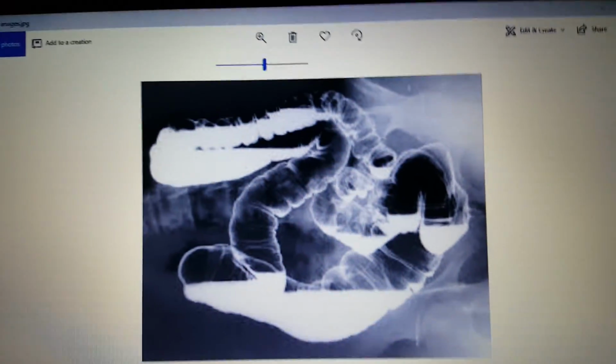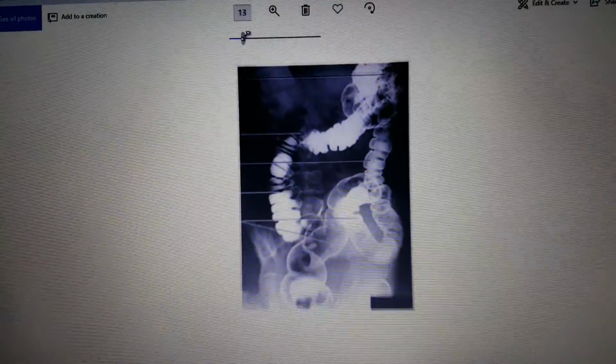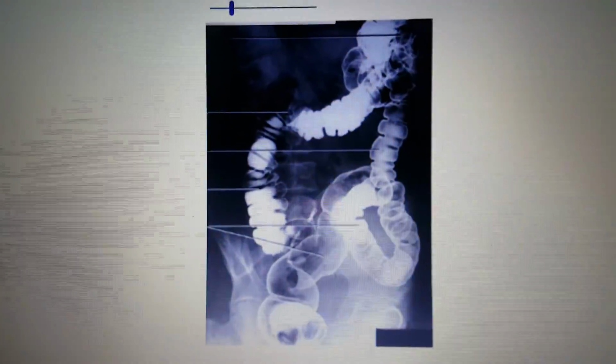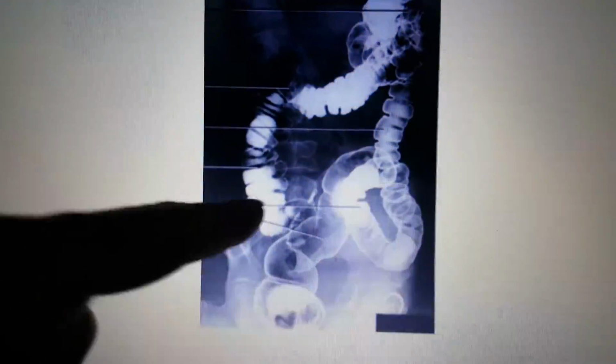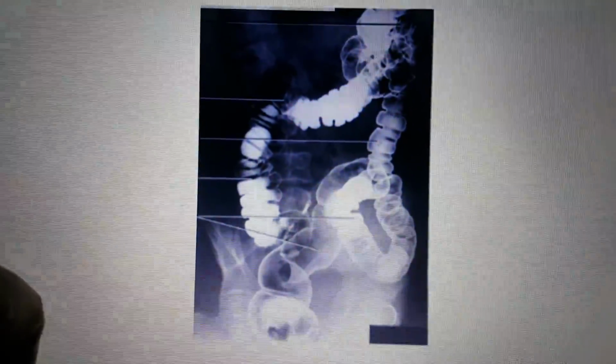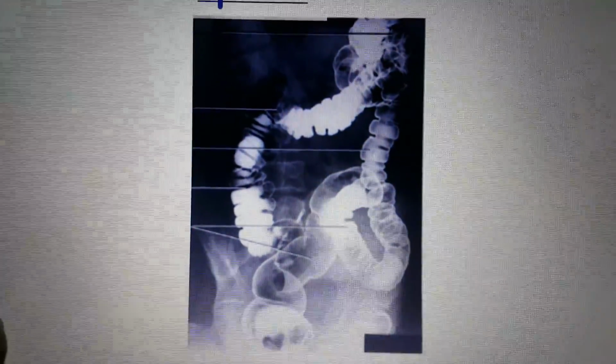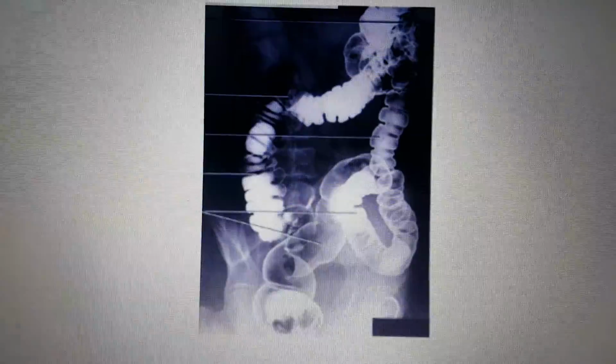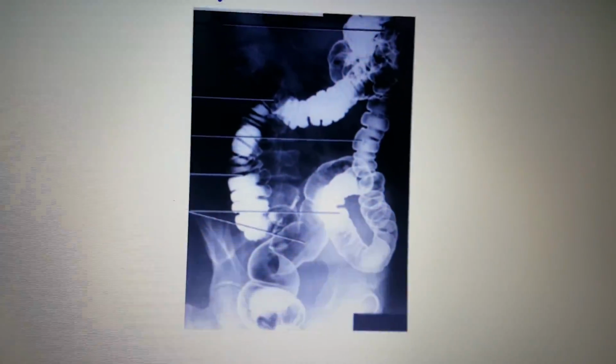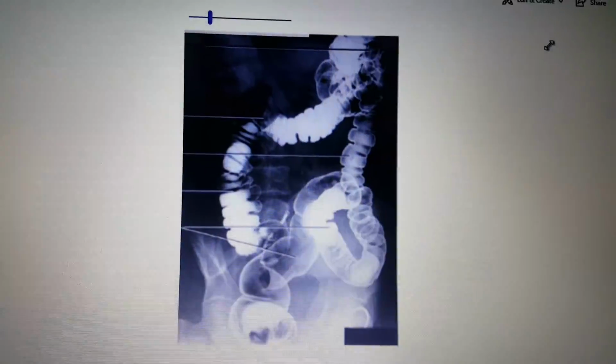For the next image, it's going to be the RAO. And for the RAO, you want the entire large intestine demonstrated, the right colic flexure, the ascending colon, and the sigmoid colon, all open with no superimposition. You'd want optimal exposure factors and a marker demonstrating the proper side.